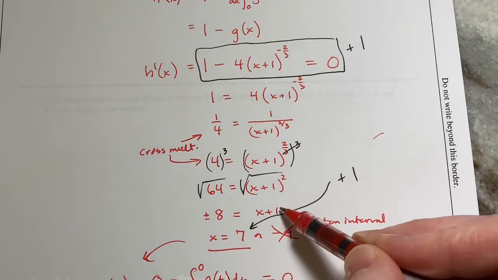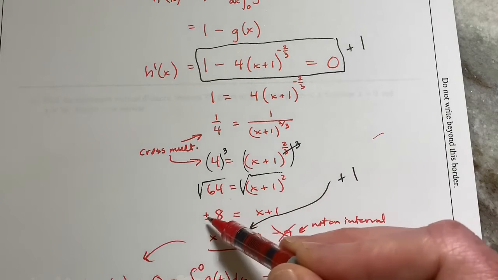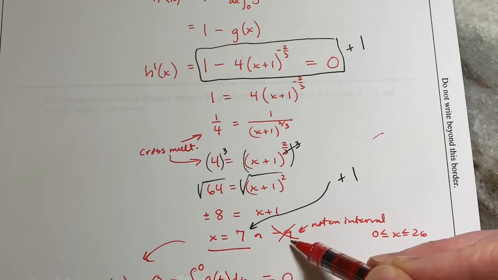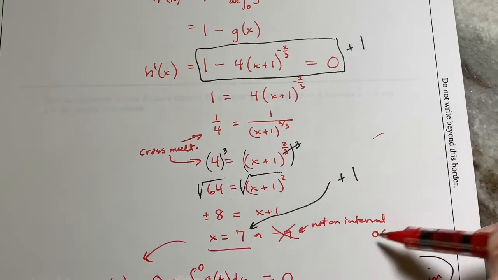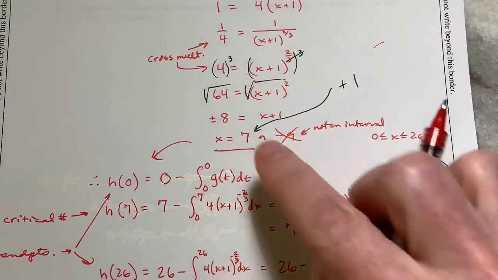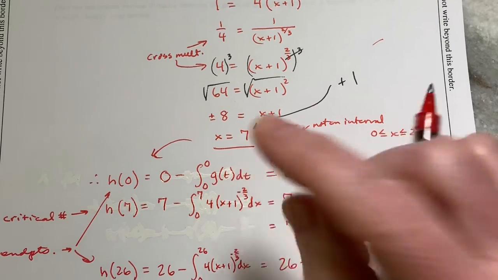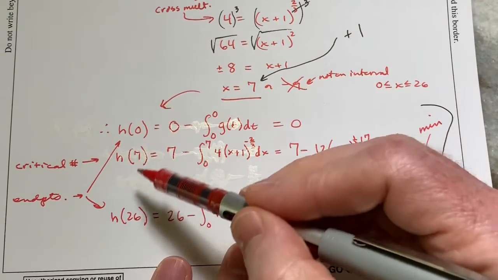So what do I get for x when I subtract 1 from that? I get positive 8 minus 1, which is 7, and negative 8 minus 1, which is negative 9, and negative 9 isn't on the interval from 0 to 26, so I can omit that. So that is my critical number. I take it and the endpoints 0 and 26, and I plug them back into the H.